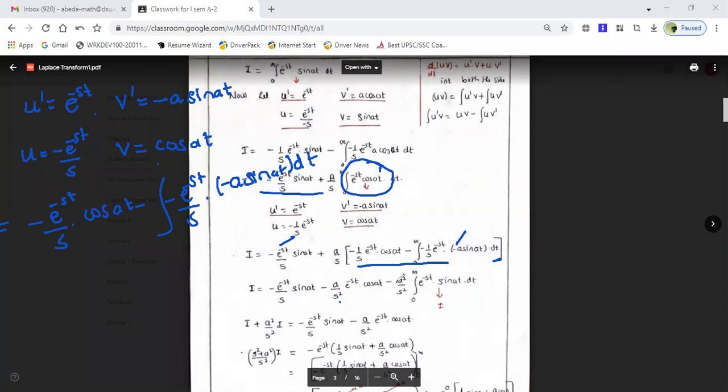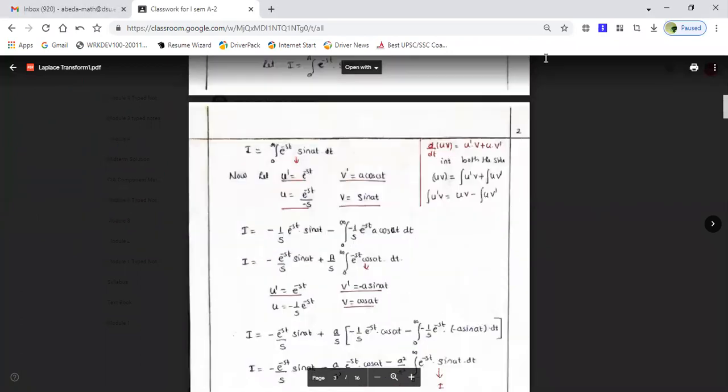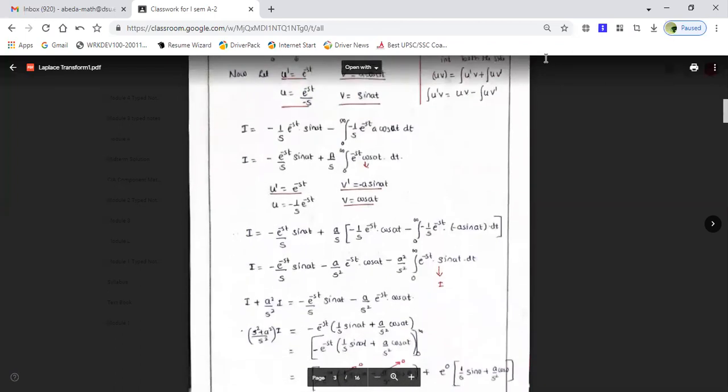So minus a square upon s into s, it is s square e to the power minus st sin at dt. Okay, so this is the final term you are getting. But again, if you see, to your surprise, this is repeating: e to the power minus st sin at dt. In the beginning you started with I is equal to this, so this is nothing but your I.